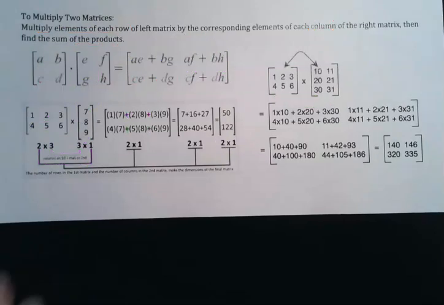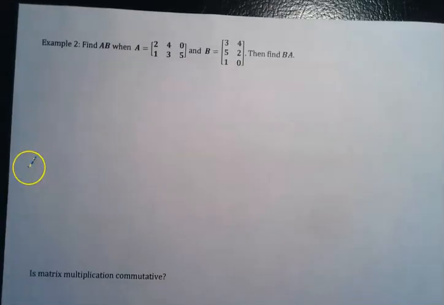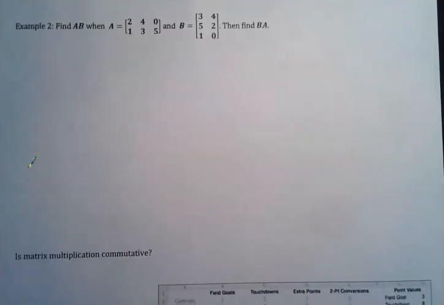All right, so let's flip over to the back and try to do a couple of these. Example 2 says find AB when A equals [2 4 0; 1 3 5] and B equals [3 4; 5 2; 1 0], and then we're going to find BA. So we want to do AB first.